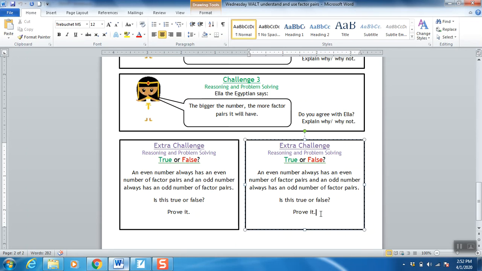Are they all even numbers? Or is there an even number of factor pairs? Find an odd number, for example 27. Do they have an odd number of factor pairs? True or false? Prove it.